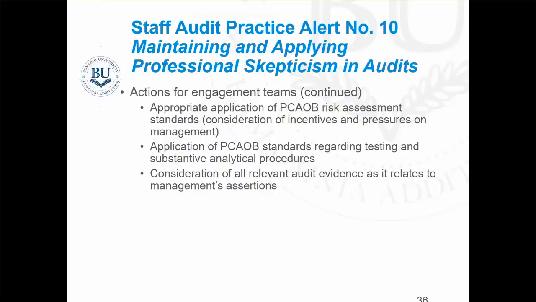A couple other items to consider is obviously ensuring that our risk assessment is designed appropriately, and that we are looking at those incentives and pressures on management, and adapting our testing to address those specific items through our appropriate testing of standard analytical procedures, as well as tests of details, and just looking at all of the audit evidence in totality versus just at certain levels. So it's really to make sure that, are we seeing anything as part of the overall audit process that would lead us to believe something that may be inconsistent with some of the evidence that we're currently seeing in play.